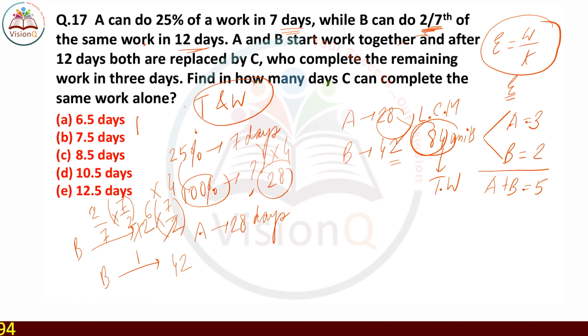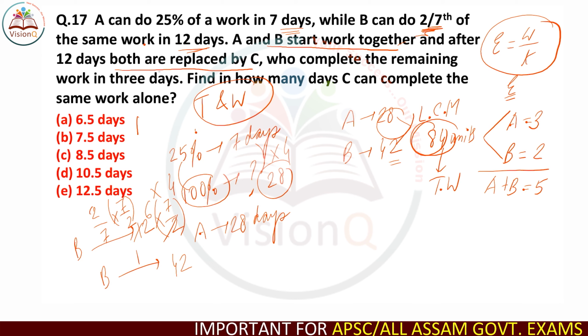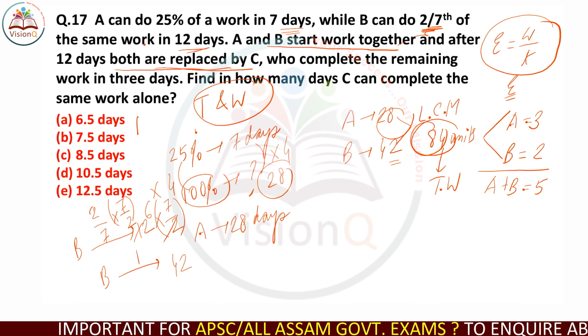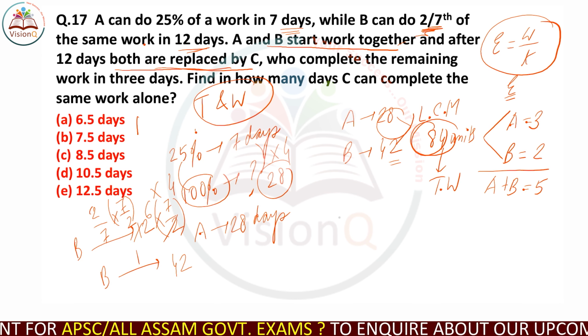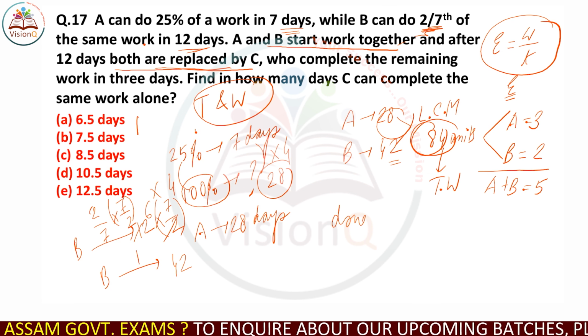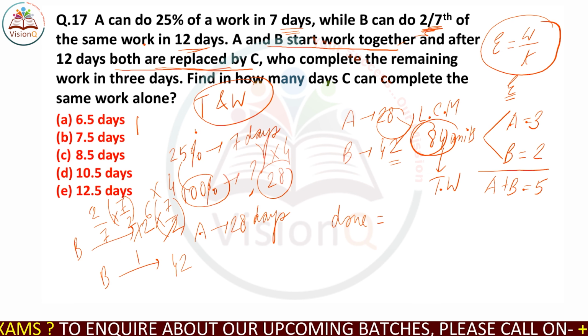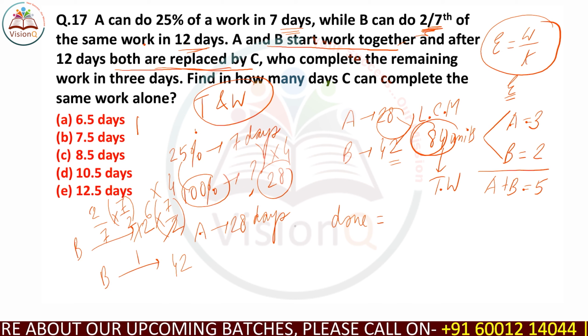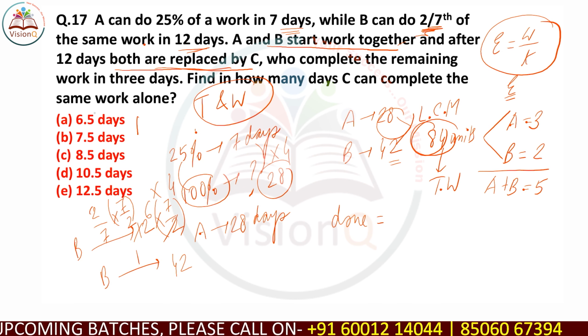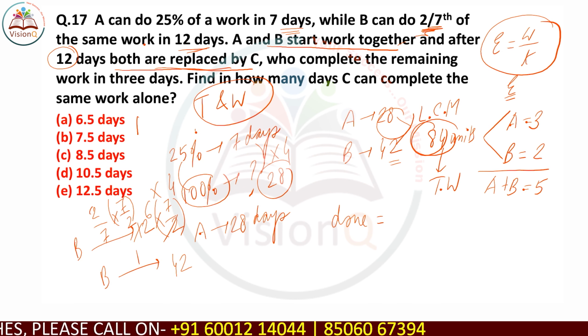Next, see what is given. A and B start work together and after 12 days both are replaced by C. In such questions, always first find out the work done. Who does the work? A and B work together for 12 days. So I need to find out the work done by A plus B in 12 days.